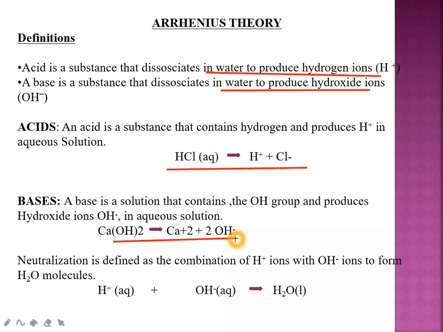And according to Arrhenius theory, neutralization is defined as the combination of these hydrogen ions and hydroxyl ions to form a water molecule. And this can be explained by the chemical reaction H+ + OH- gives H2O.